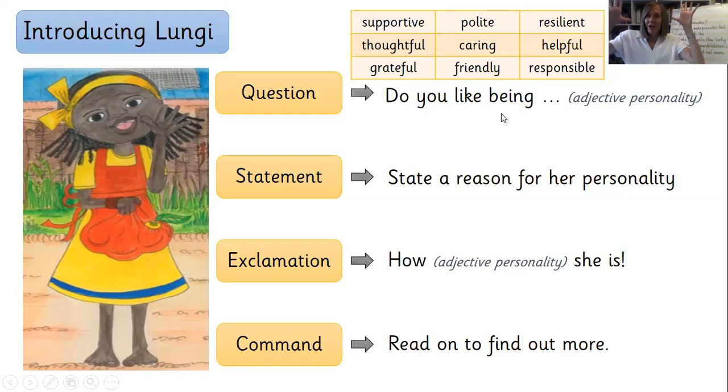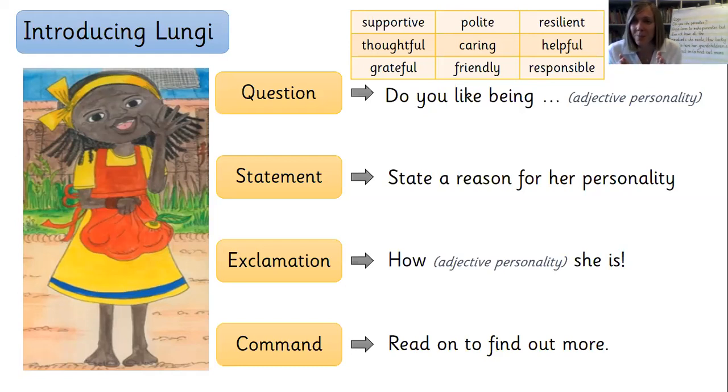Your exclamation has to show some excitement, some emotion. So you might say, how helpful she is, how polite she is, how grateful she is. And then your command sentence is going to be exactly the same as mine. Read on to find out more. We're going to be bossy writers and we're going to make that person read on to read our whole character description. So I'm going to leave you to do some writing now.